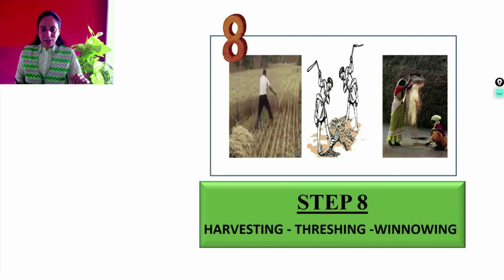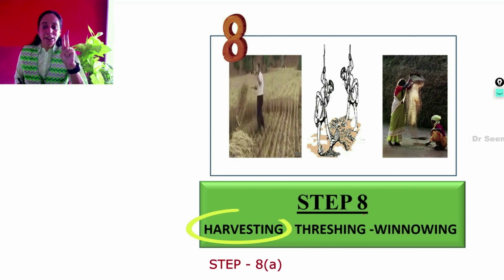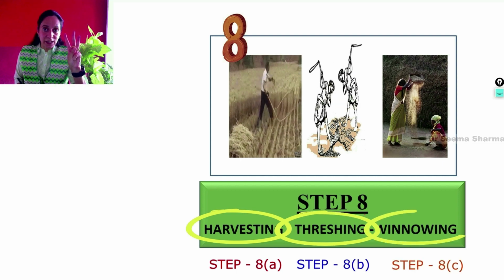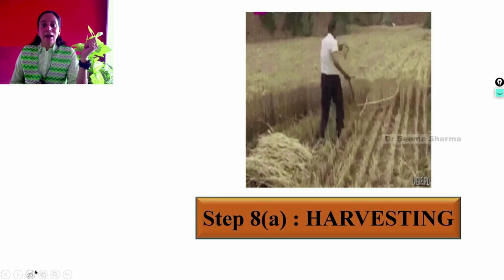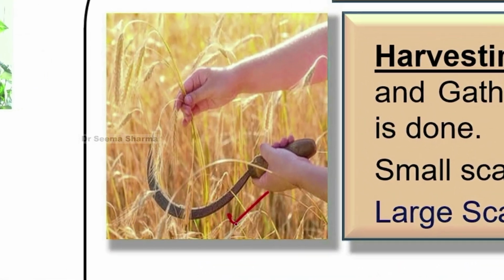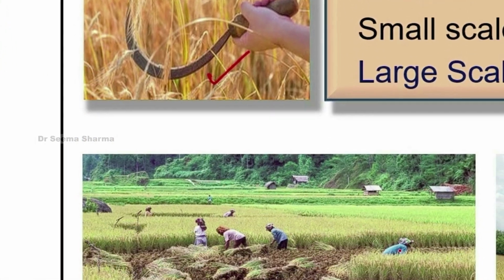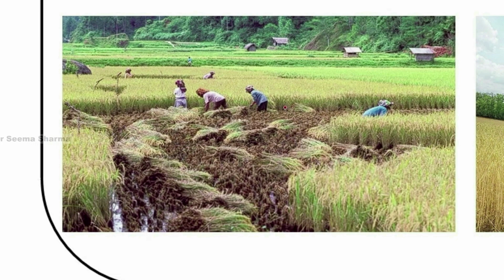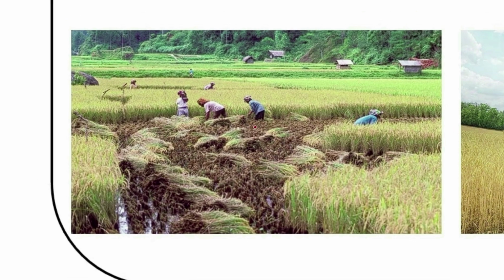Step number 8, in this, I have included harvesting, threshing and winnowing. These are 3 agricultural practices. Harvesting. Harvesting is one of the important agricultural practices in which cutting and gathering of the mature crop is done. And for that, we have 2 types of tools. Small scale farmers use the sickle. This is the photograph of a sickle. And this is the field here. Here also you can see a number of farmers cutting the mature crop. They are harvesting the crop with the help of a sickle.